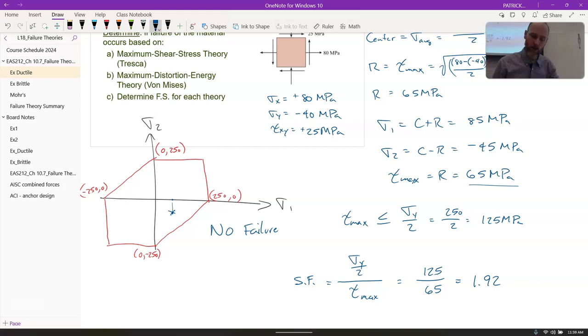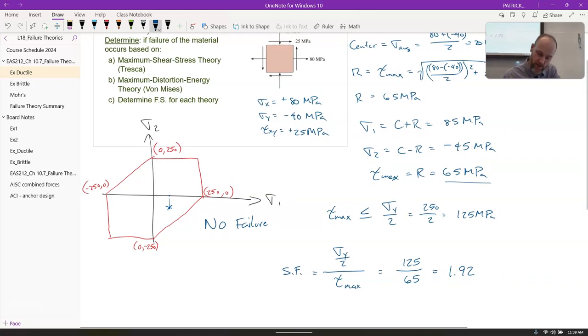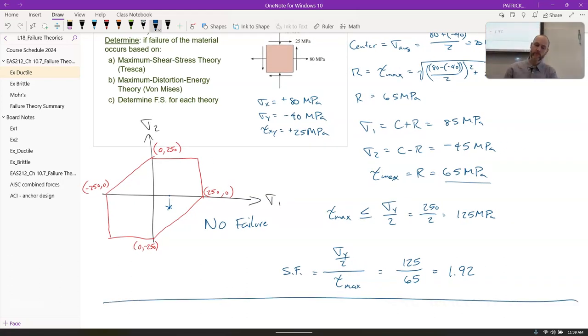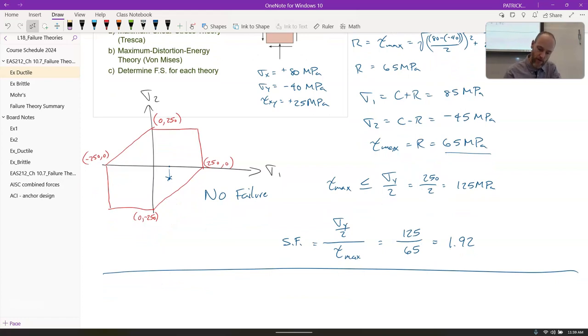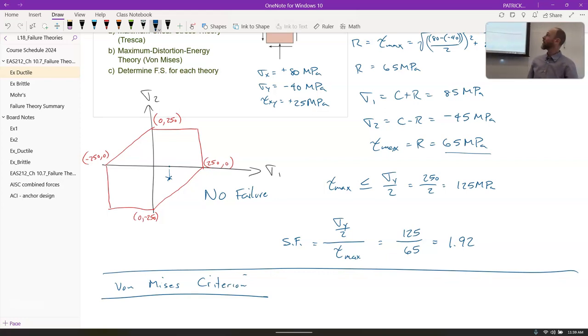Okay, if we want to look at the von Mises criterion, the sigma 1, sigma 2 that we solved for up there don't vary based on the criterion we're looking at. So we can use those values.